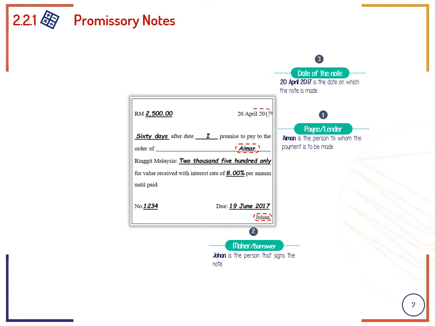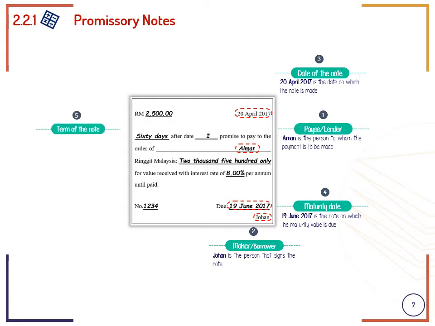Date of the note is on 20th of April 2017. 20th of April 2017 is the date on which the note is made. The maturity date of the note is on 19th of June 2017. 19th of June 2017 is the date on which the maturity value is due. The term of the note is 60 days. 60 days is the length of time until the note is due for payment.